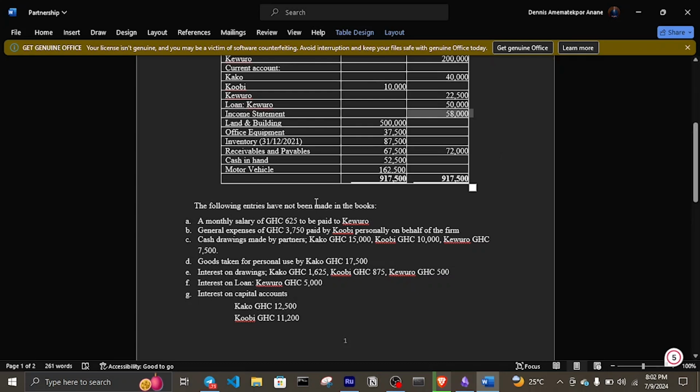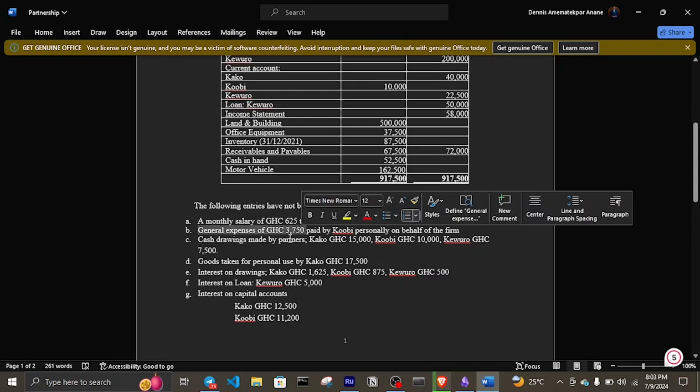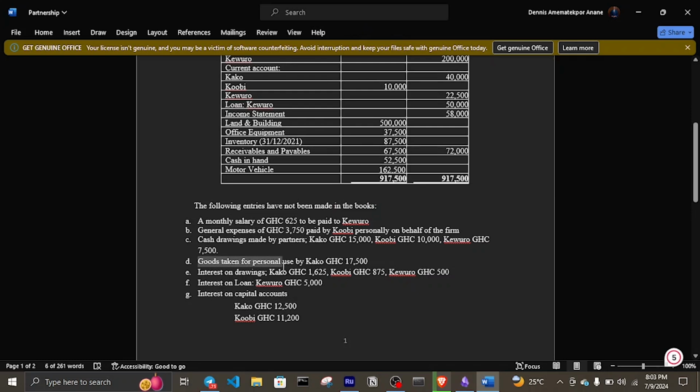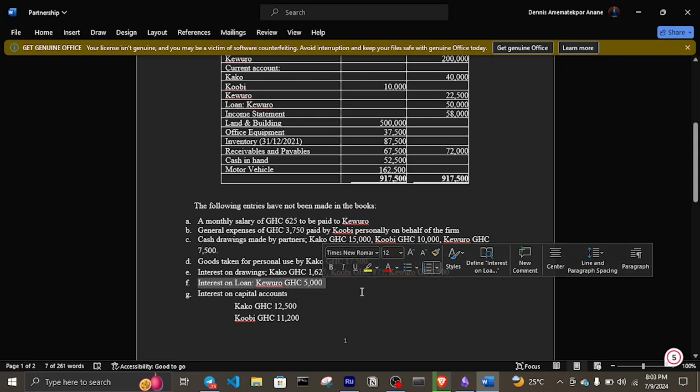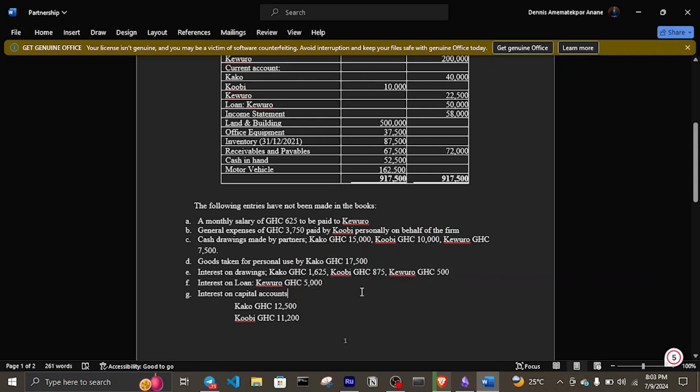So these, from the entries that were not made in the books, these are the accounts that are going to affect our income statement: 1, the general expenses. 2, the goods that were taken for personal use. And 3, the interest on the loan. These are accounts that will affect the business. So we can go ahead and draw the table and then adjust our income statement just as I have stated.